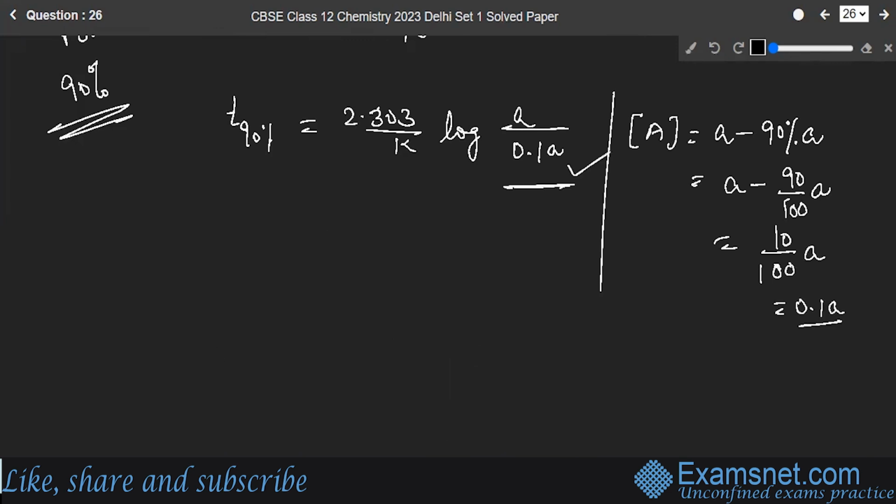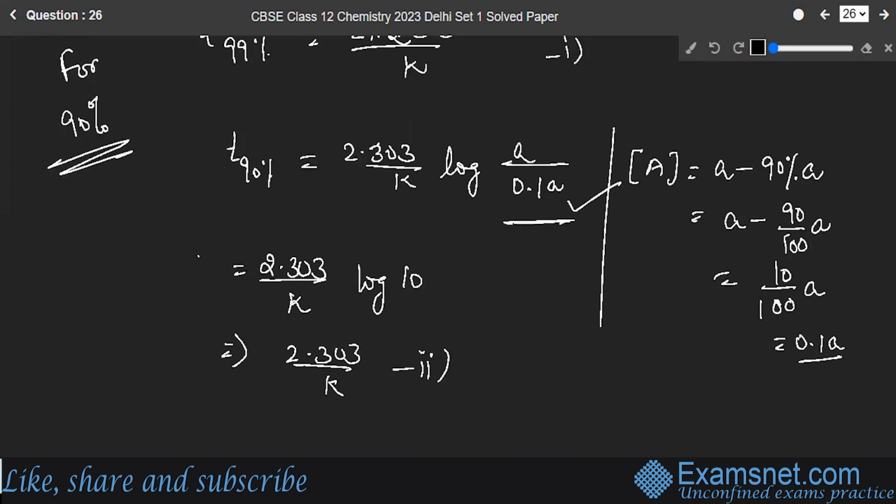Hope you are clear how I got this. So T 90% is 2.303 upon K, and this will be log 10. Log 10 is equal to 1. So this is 2.303 upon K. Let's say this is equation 2.